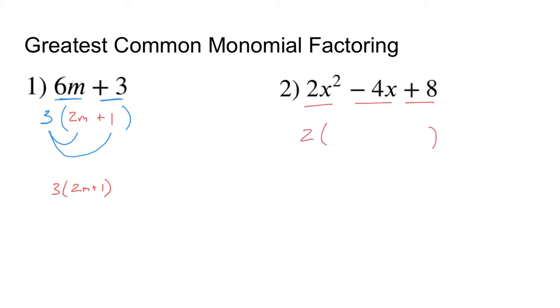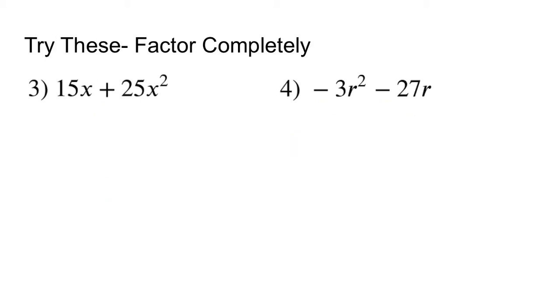Well, thinking about it in that reverse distributive way, 2 times what would give me x squared? Well, just x squared. 2 times what would give me negative 4x? Negative 2x. And 2 times what would give me 8? You got it, positive 4. This is the final answer. And if you wanted to, you could again distribute through and see if you came up with the original problem. Why don't you give it a try with these two problems?